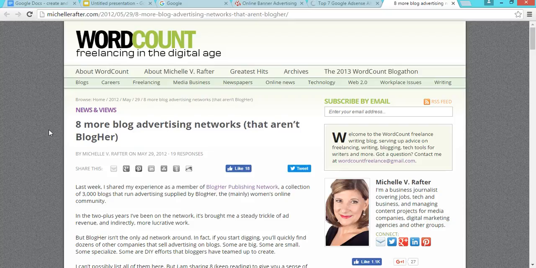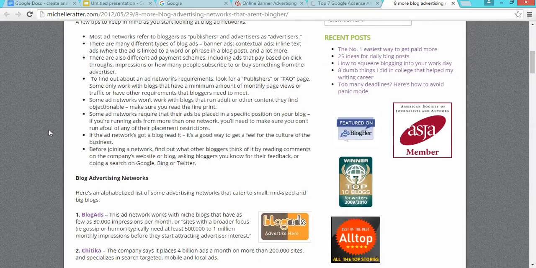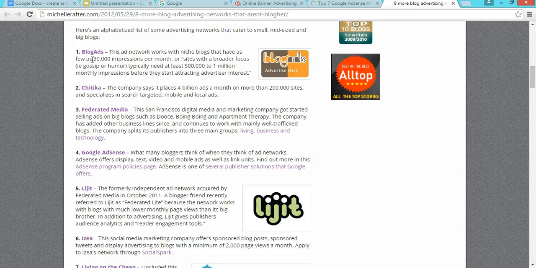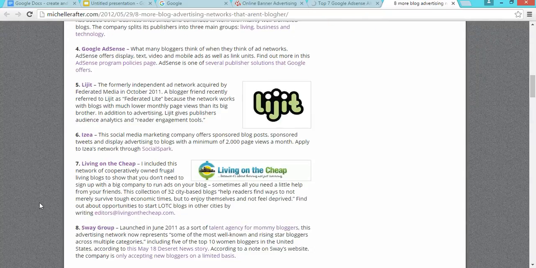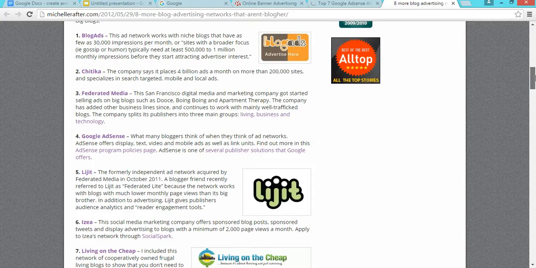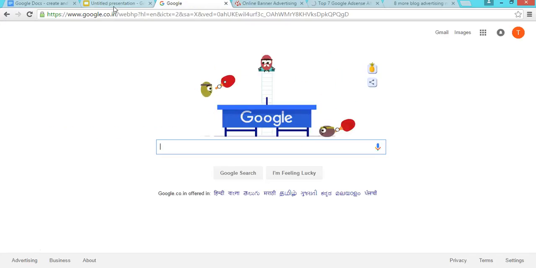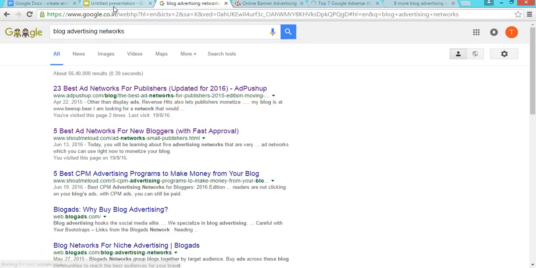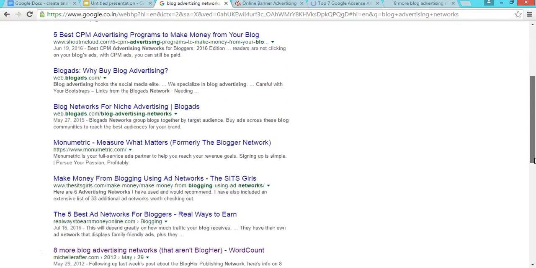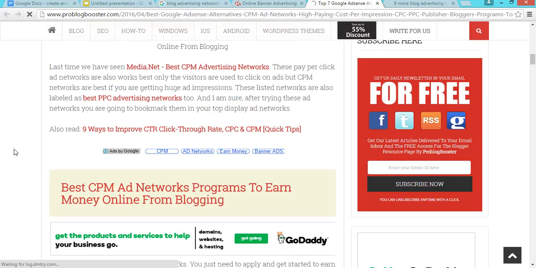See, these are the blog advertising networks. You can see these are just a few. That is blog ads, Chitika, Federated Media, Google AdSense, Legit, IZEA, Living on the Chip, and Sway Group. Okay, so these I have just found from one of the articles from the Google search. So you can find any amount of these articles. You just type down the blog advertising networks and click, and you will find lots of search results on Google where you can find these advertising networks.